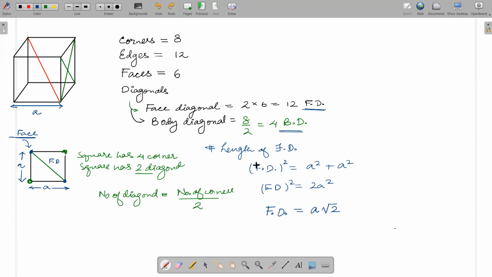Now let us see. Mariam raised hand. Mariam, are you raising hand with some doubt? No, okay, fine. Now let us look at our body diagonal. Can you guys calculate the body diagonal? Yes, Ahmed, you have got it right.